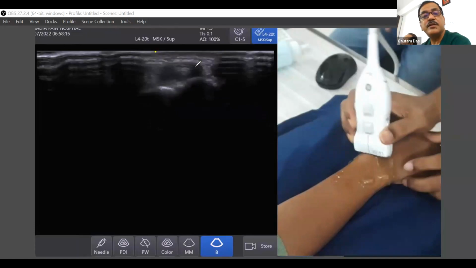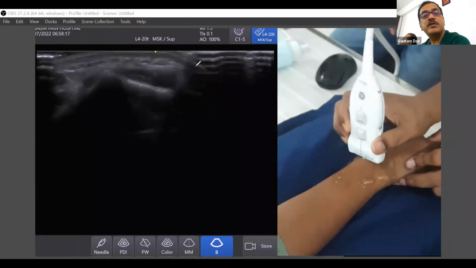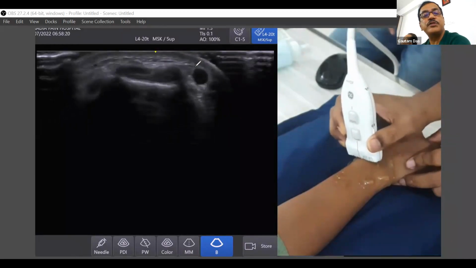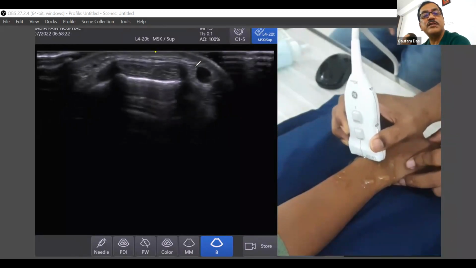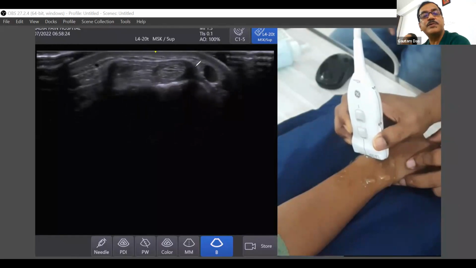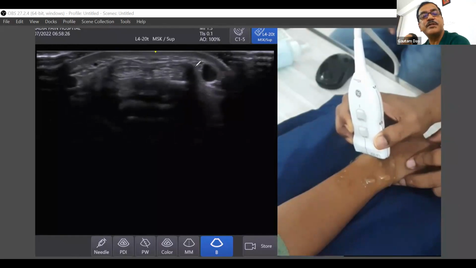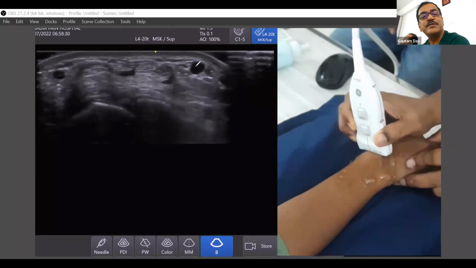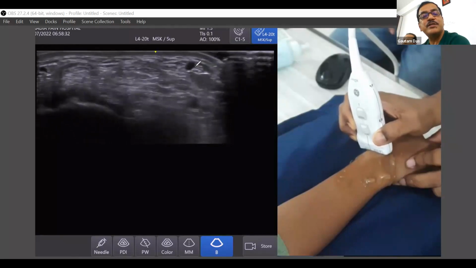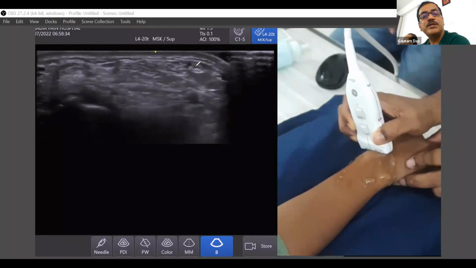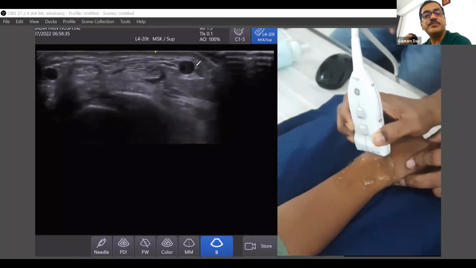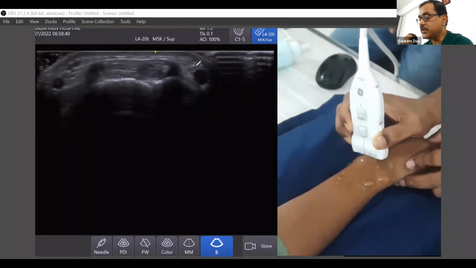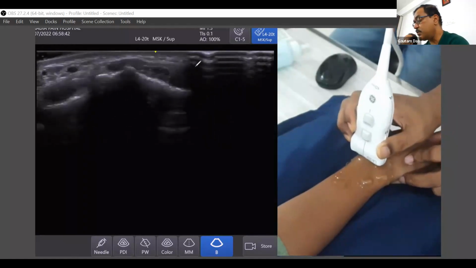Again, see it. This is the Lister tubercle, these are the two tendons, and if I'm following these two tendons distally, see one tendon is slipping and then going towards the first digit. This is the area where it is slipping over the two tendons, your distal intersection syndrome. This is again the Lister tubercle, and these are the two tendons. Now let us go to the third compartment.